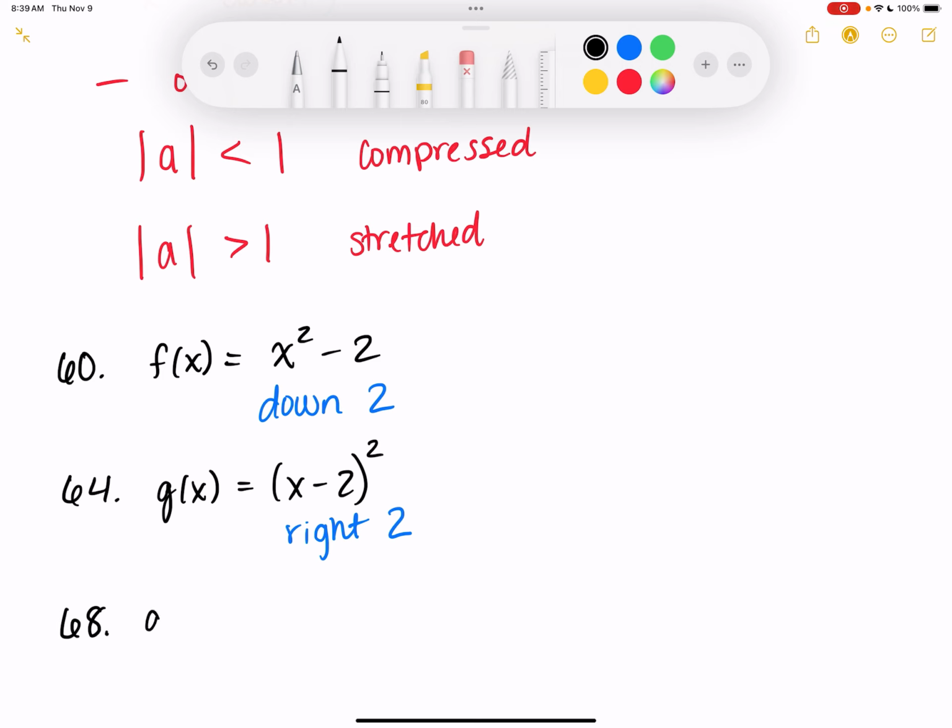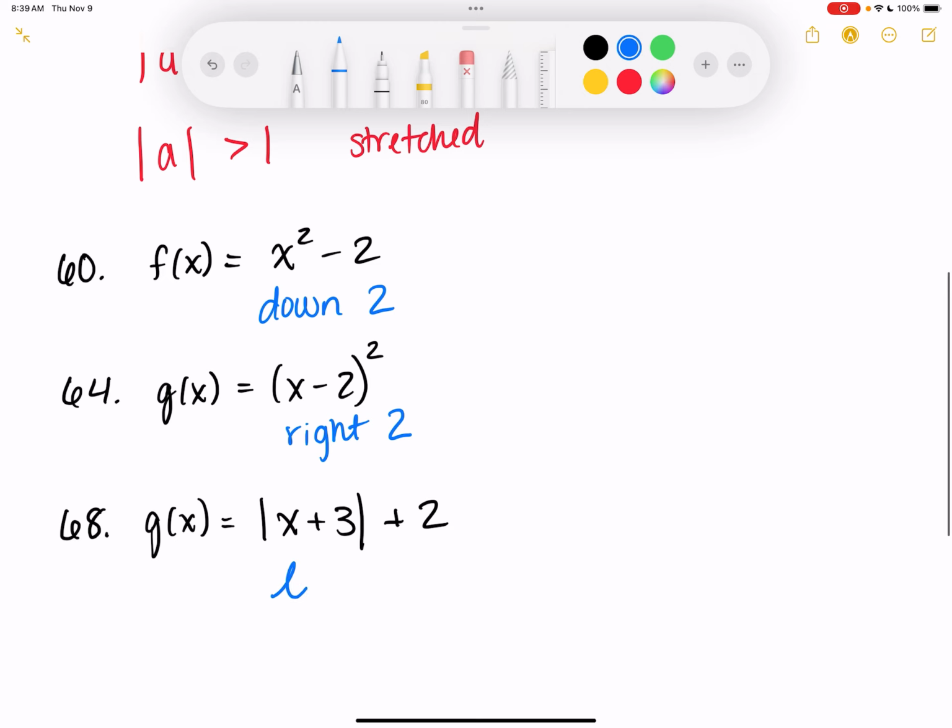g of x is equal to the absolute value of x plus 3, plus 2. So absolute values, square roots, parentheses, they all get treated the same way. Inside the absolute value, we have a plus 3, which means I'm going left 3, opposite the direction of the sign there.